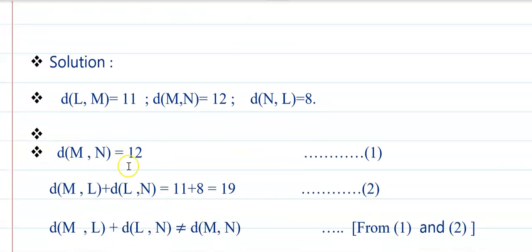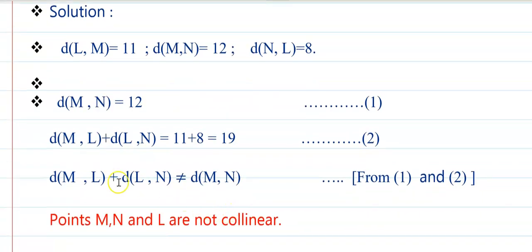Now here MN is equal to 12, and we can write it as distance ML plus distance LN, which is equal to 11 plus 8, and that is equal to 19. Which point is common? Point L is common, and that's why this is not equal to distance MN, and therefore the points L, M and N are not collinear.